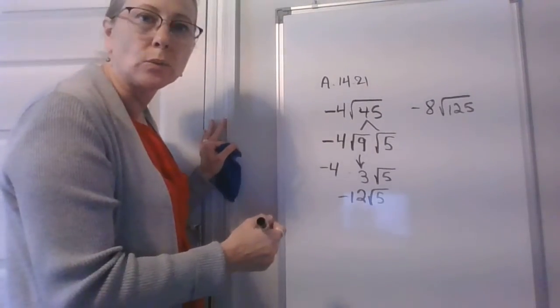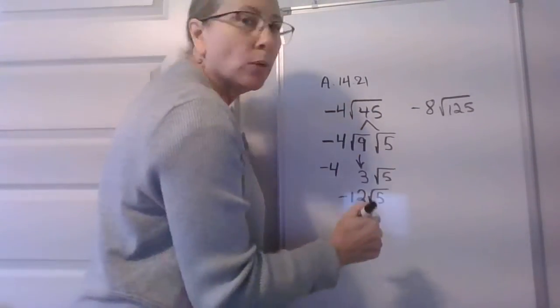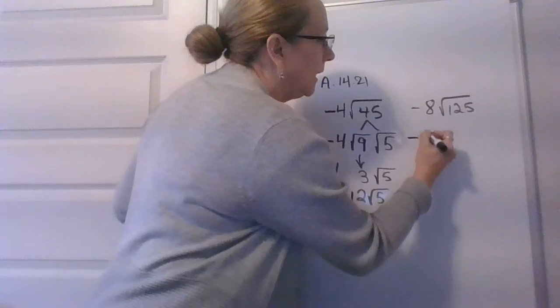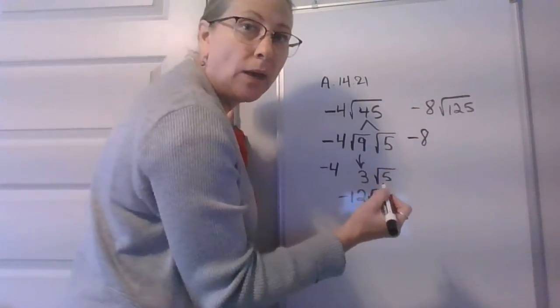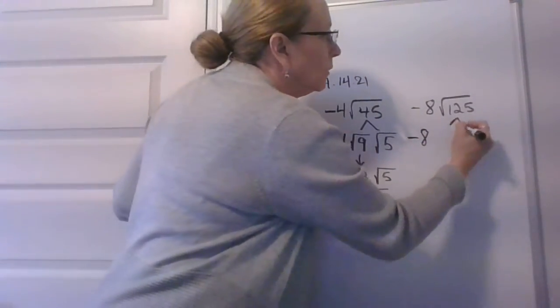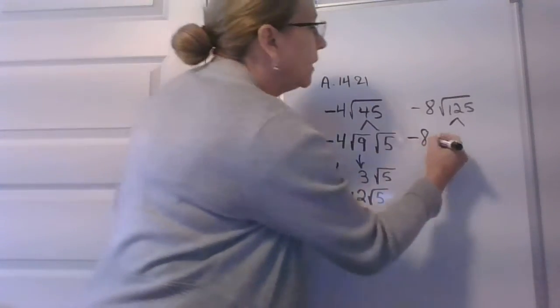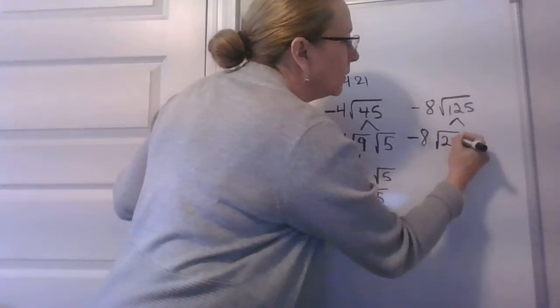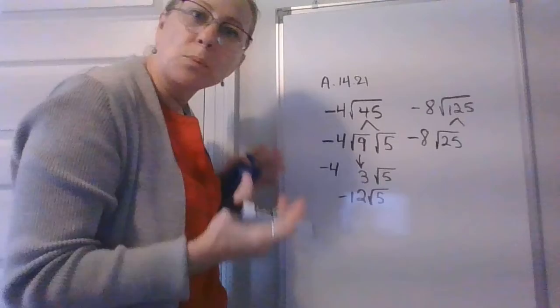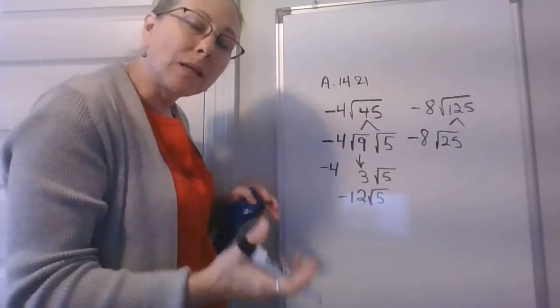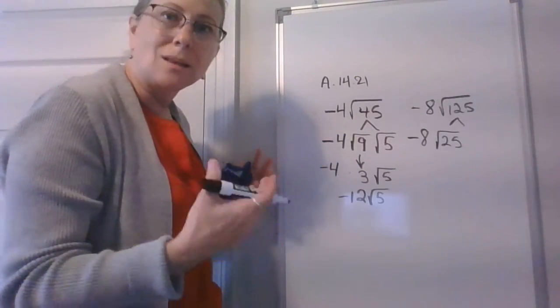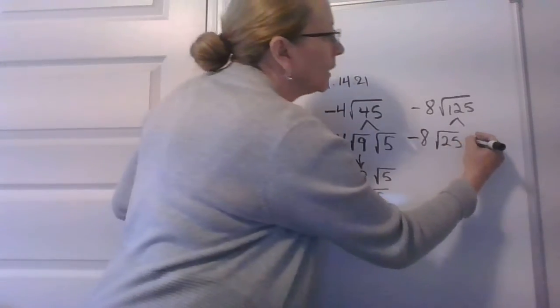So let's go to another one. -8 square root of 125. Again, leave the -8 in the front. Break down the square root of 125. 25 goes into 125. That's a perfect square. Don't break it down by anything else than perfect squares.